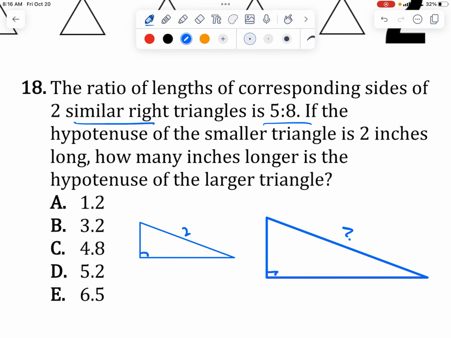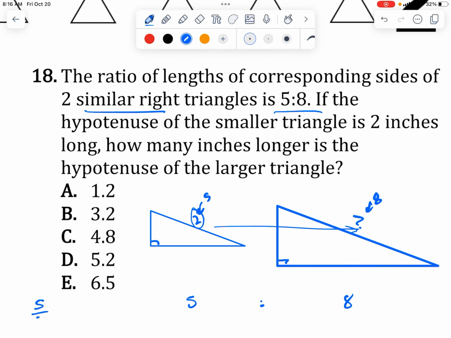Okay, so we're told that the ratio is 5 to 8. So if, for example, the hypotenuse here was 5, this would be 8. But actually it's 2. So what is the actual hypotenuse length? We know that the ratio of 5 to 8 is going to be the ratio of small to large. That ratio has to always hold true for any of the side length pairs, like this pair, and this pair.